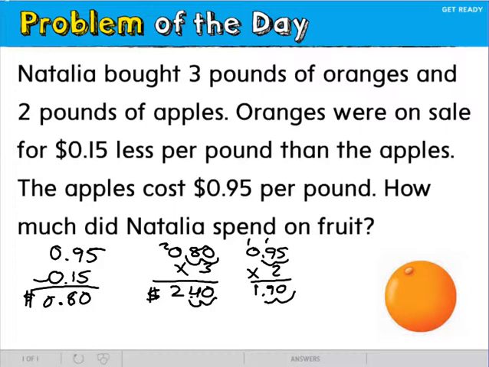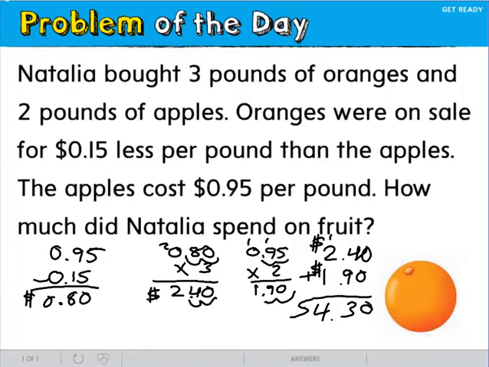So now what's the last step I need to do? I need $2.40 plus $1.90. 0, 3, carry my 1. How much did she spend? $4.30. That's how much she spent.